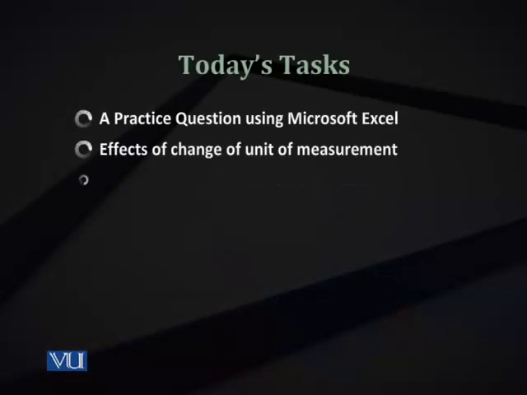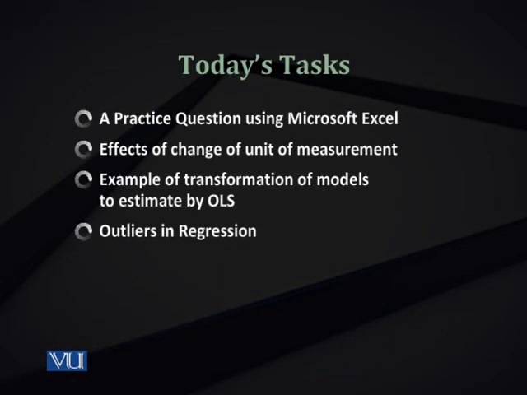Today we will take a practical question in Microsoft Excel and deal with it there, and later we will move to the effects of change in units of measurement, and then we will have an example of transforming some non-linear models to be estimated by ordinary least squares. We can transform some models and some cannot be transformed in that way. And in the end, we will be discussing outliers in regression, or the values that can influence the regression statistics, like the parameters, the R-square values, etc.